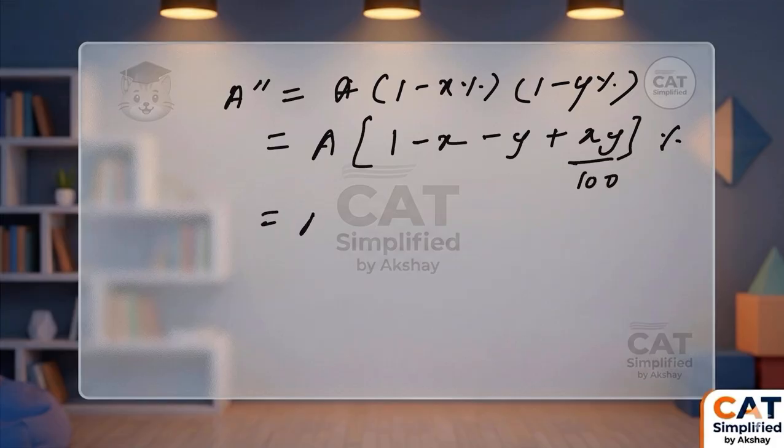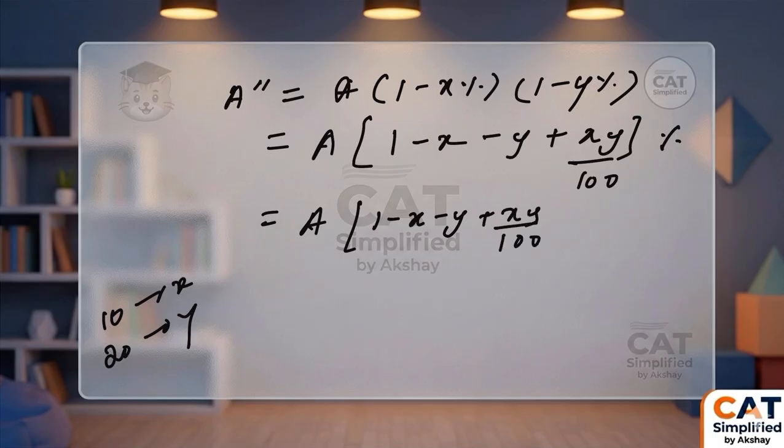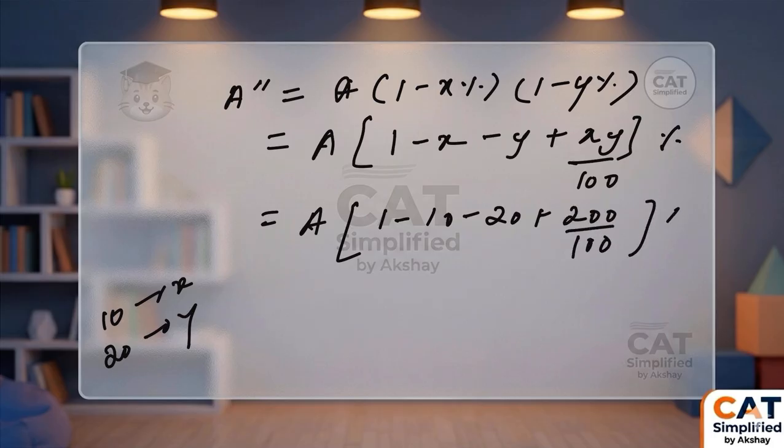So in that above example, we had a 10% discount. The first discount was 10%, which is x, and the second discount was 20%, which is y. So what we'll do is 1 minus x minus y plus xy by 100. I actually rewrote the entire formula. You are supposed to plug in the values. So let's see. A into 1 minus 10 minus 20 plus 10 into 20 divided by 100 percentage.